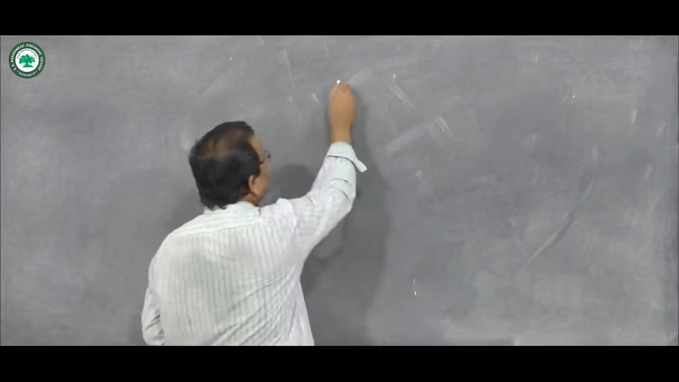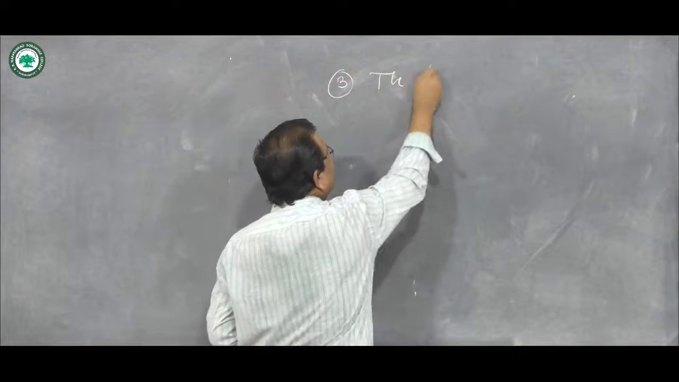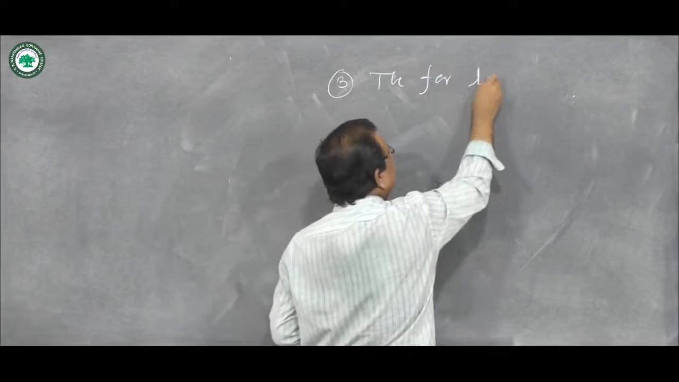Then the third, more commonly used loop is the for loop. The for loop.